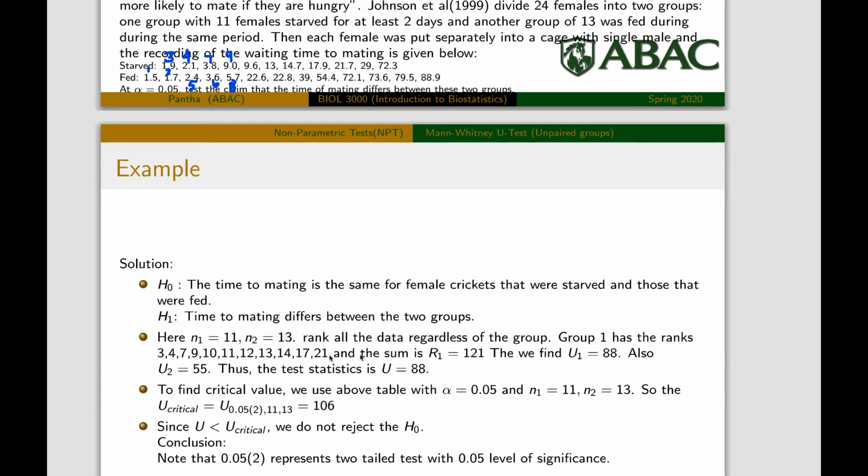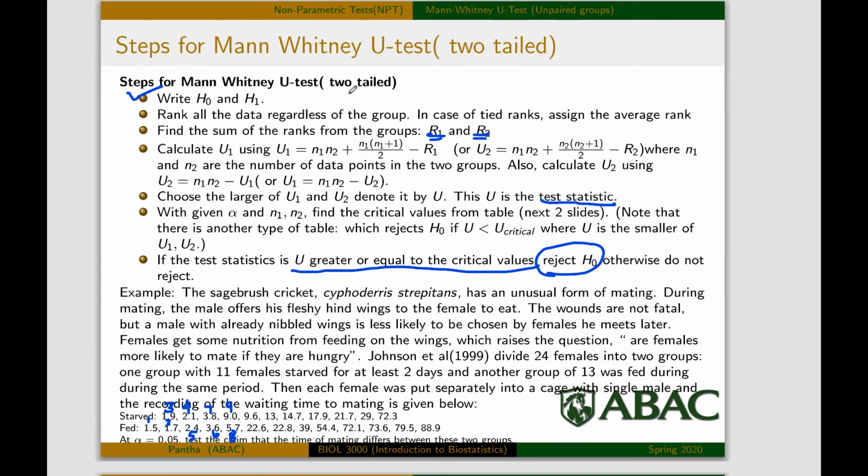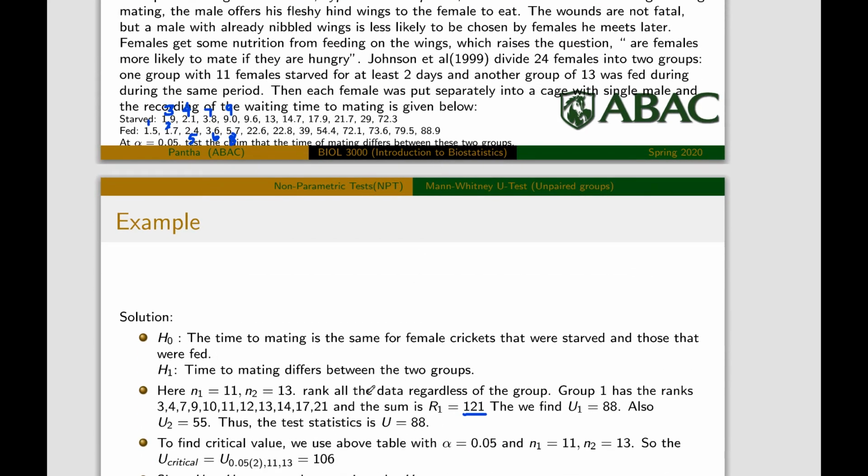And the sum of the ranks in the first group, the total of these ranks, is 121. Now we find U1 is 88. Do you remember the formula for U1? This is the formula: N1 times N2 plus N1 times (N1 plus 1) divided by 2 minus R1, which is that 121. That's what you do, right? Using that formula, you find U1 is 88.